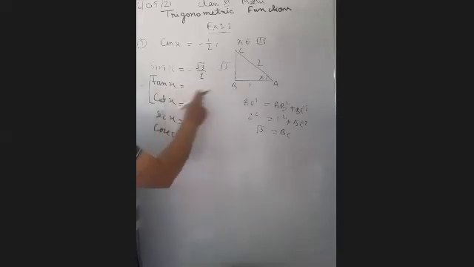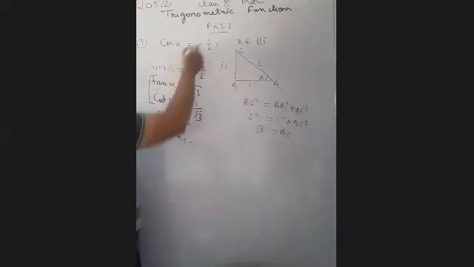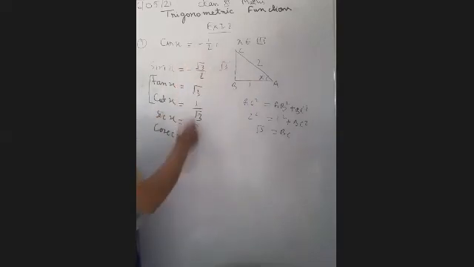Similarly, tan x is equal to perpendicular upon base, that is root 3. Cot x will be 1 upon root 3 because tan x and cot x are reciprocals. Sec x is the reciprocal of cos x, then it becomes minus 2. Cosec x is the reciprocal of sin x, minus 2 upon root 3. This is how you have to write it.